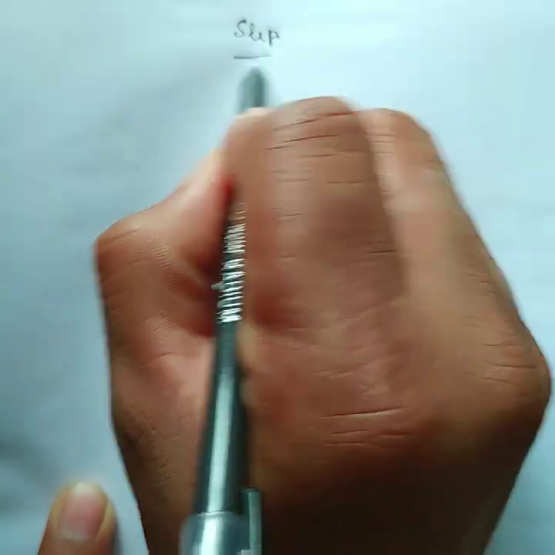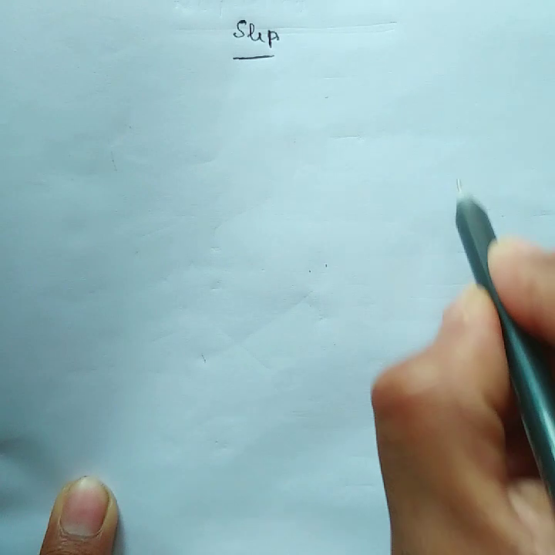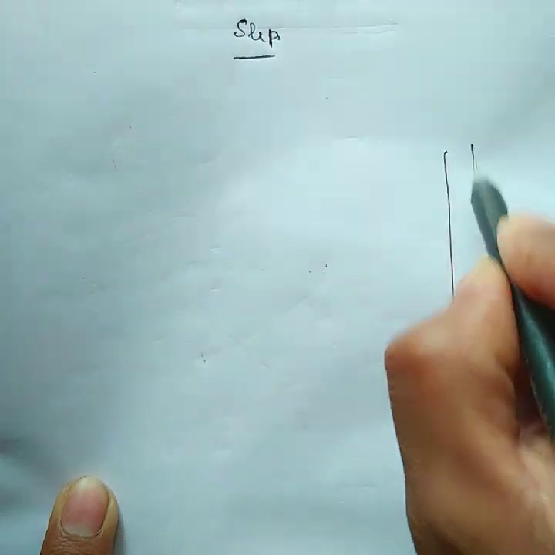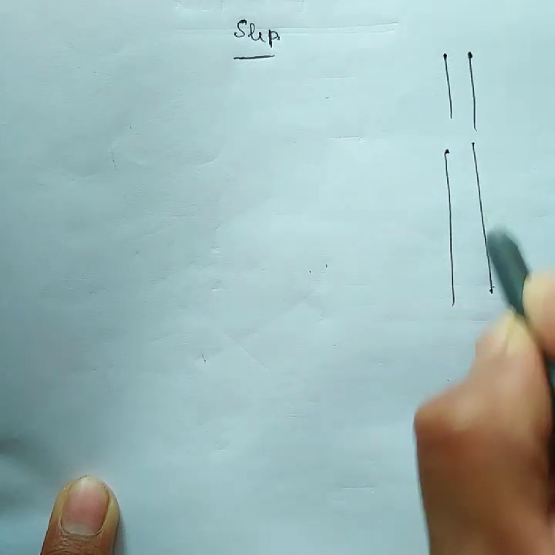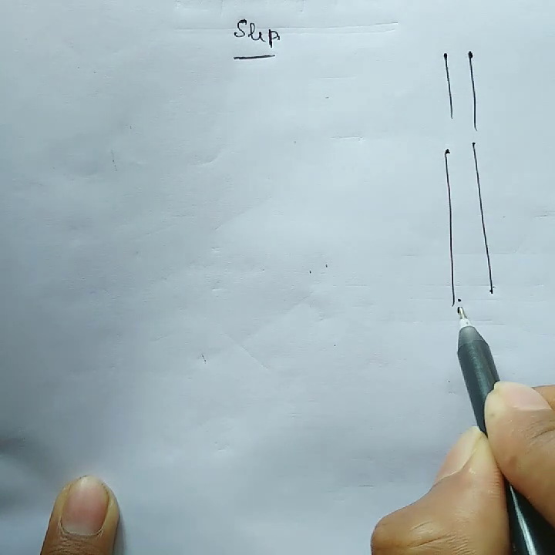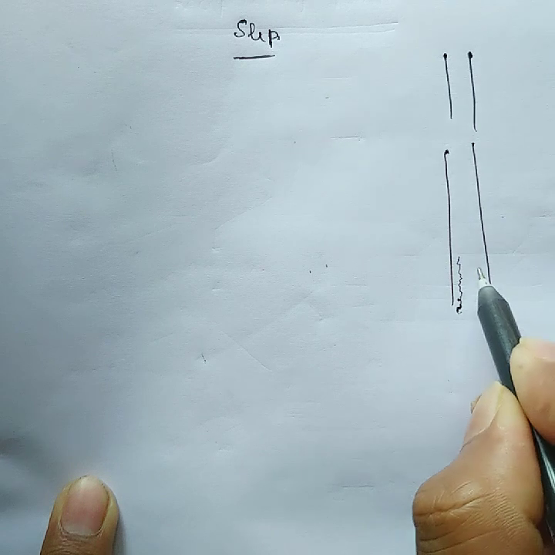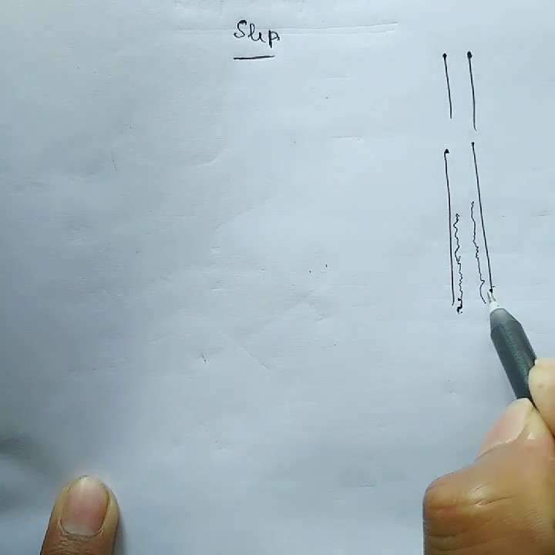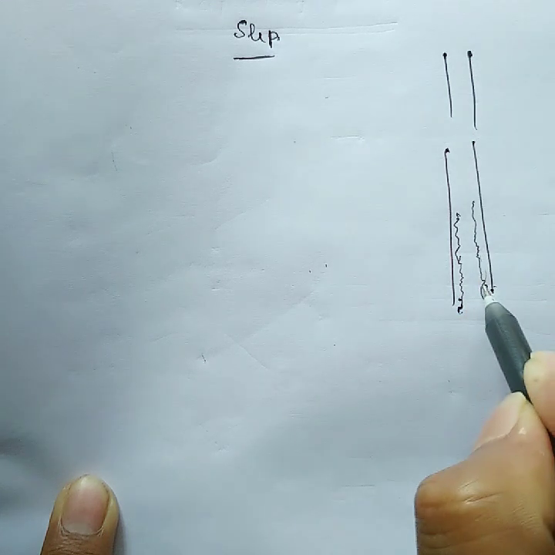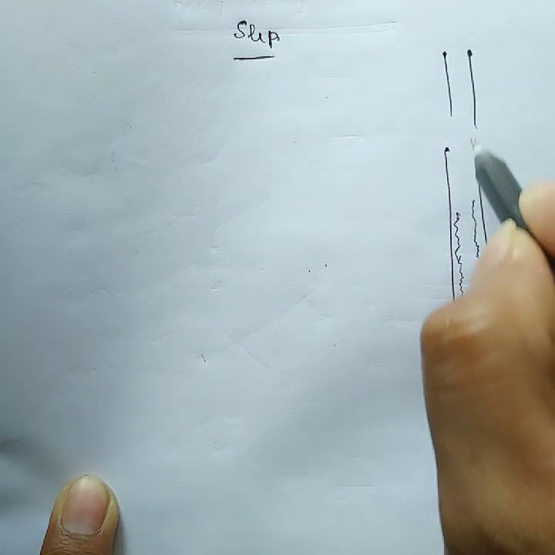Slip is defined as follows. Here you are sending water from the suction head to the delivery head. Whenever the fluid is moving in this pipe, the contact area increases. When the contact area increases, friction increases.